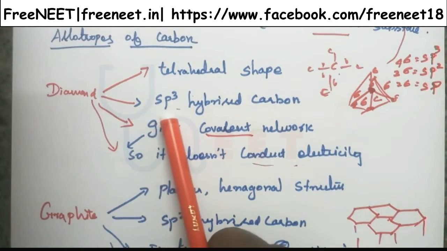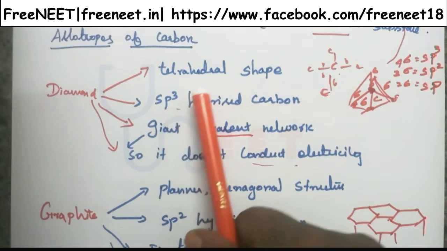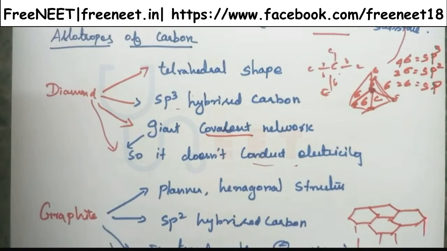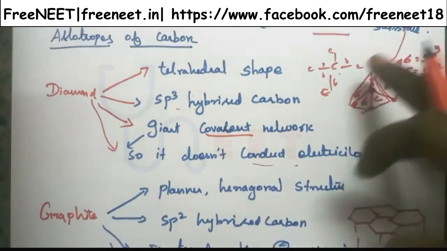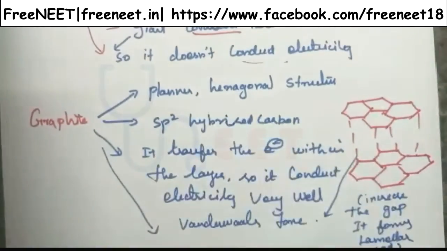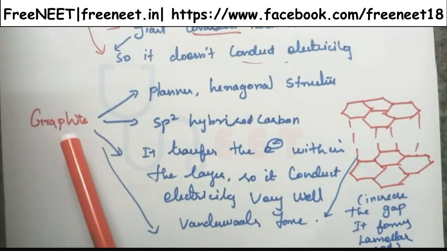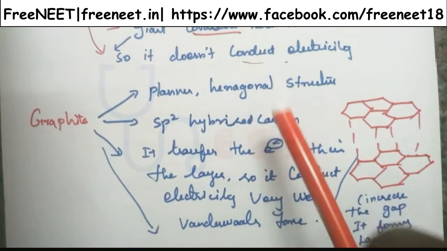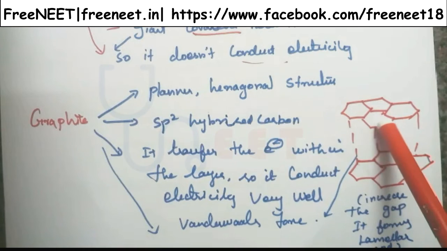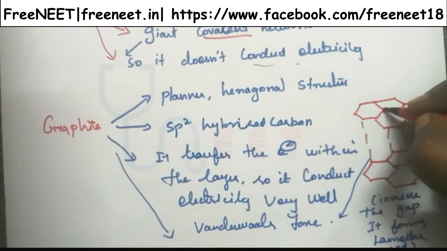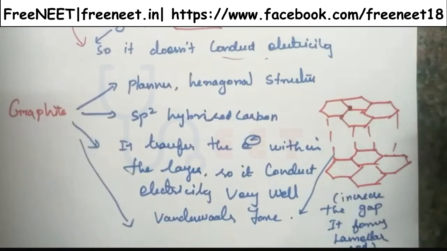All the carbons of diamond have sp3 hybridization. Diamond has a tetrahedral shape, and between the carbons there is a covalent bond. Another allotrope of carbon is graphite. Graphite has a planar structure, a hexagonal structure. The carbon in graphite has sp2 hybridization.